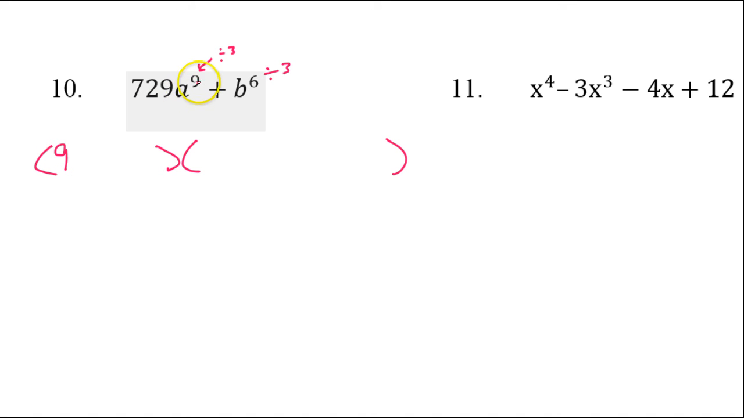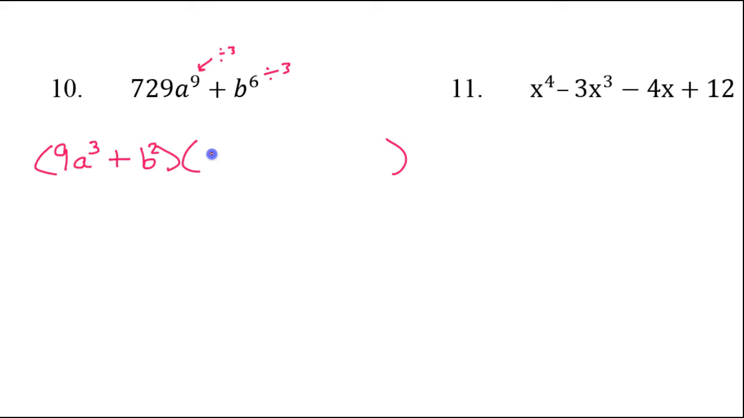And the cube root of a to the 9th power, again, just divide by 3. So that's going to be a to the 3rd power. The cube root of b to the 6th power is going to be b squared. Just divide by 3 there. So that's my binomial. Now, if I take each of these and I square them, that will give me my first and last term of the trinomial.